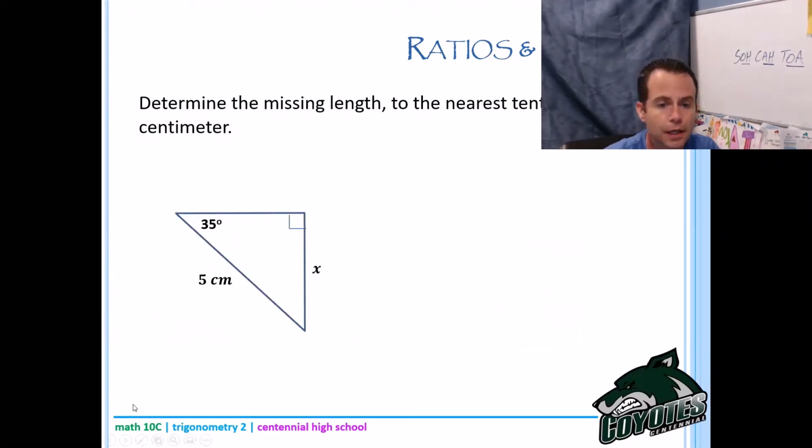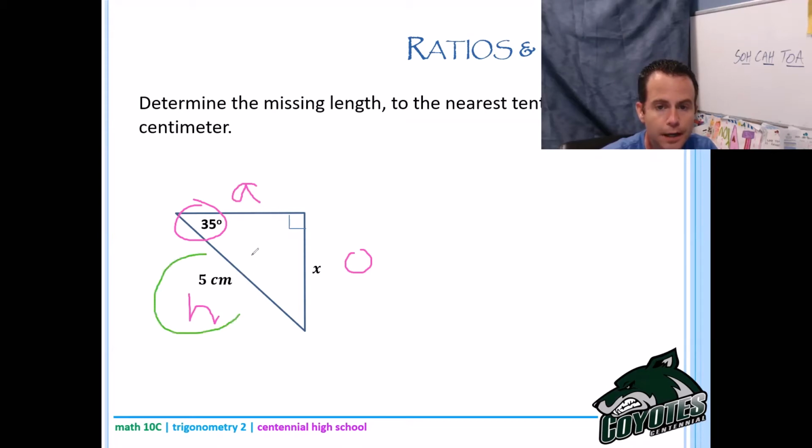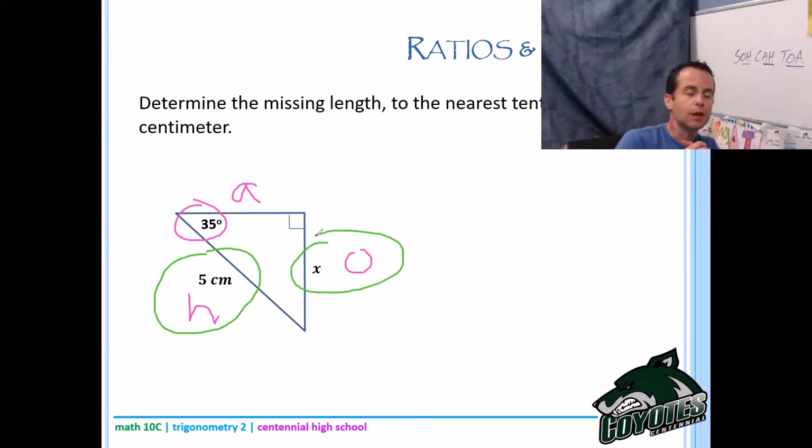Okay, again, I have the 35 degrees, so this is my opposite, this is my hypotenuse, this is my adjacent. Always figure that out first. Now take stock of what you got. I know what the hypotenuse is, I want to know what the opposite is, so I'm looking for the trigonometric ratio that connects opposite and hypotenuse at the same time, and that would be sine.